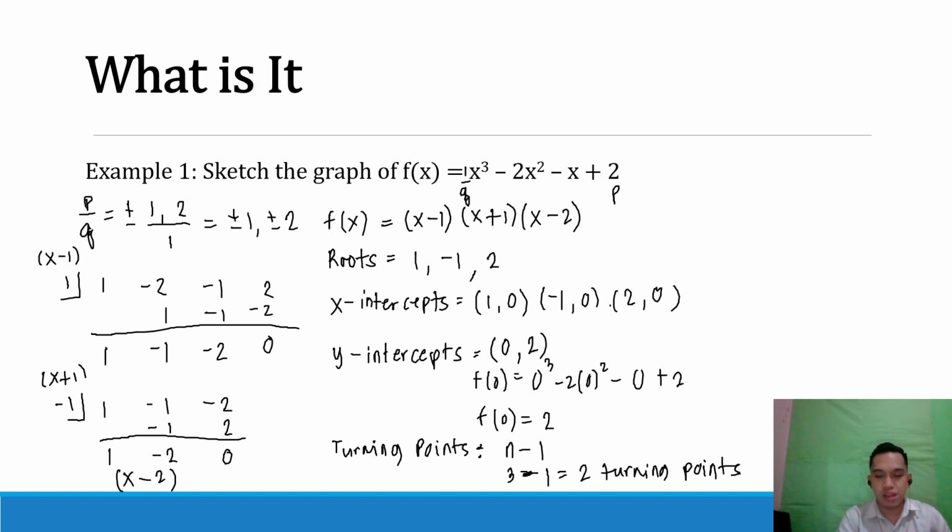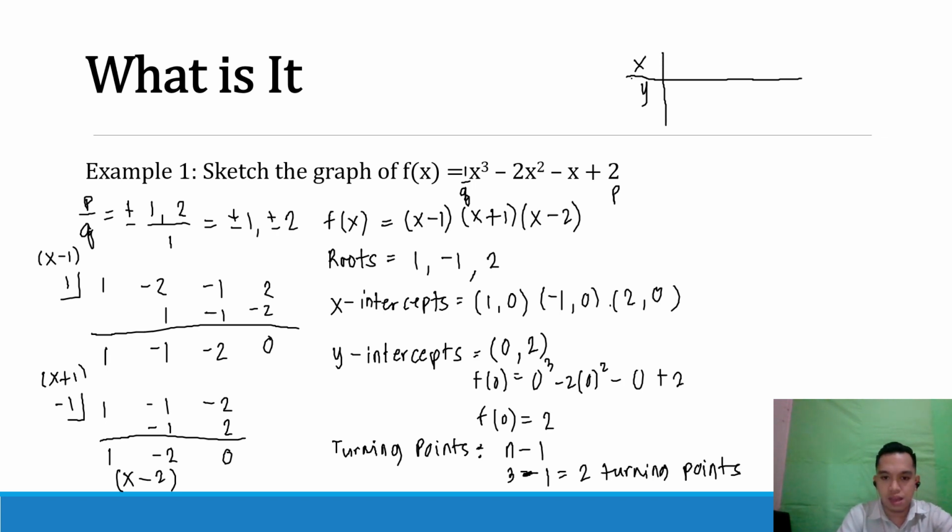So kapag i-graph natin siya, class, pwede rin naman kayong gumawa ng table of values. So example, ito yung ating table of values. Dito na lang sa taas kasi hindi na kasya sa baba. Dito kasi yung graph natin ilalagay. So dito na lang sa taas.